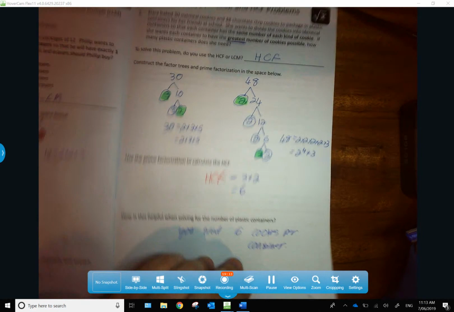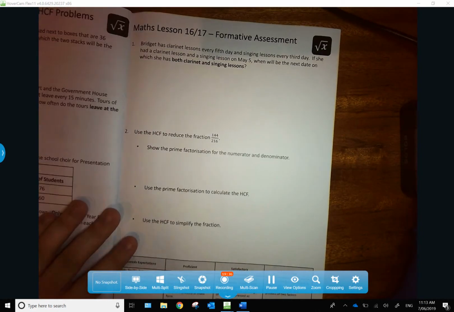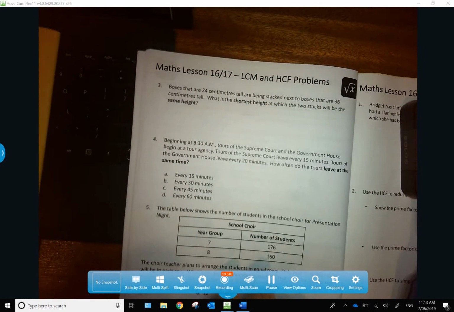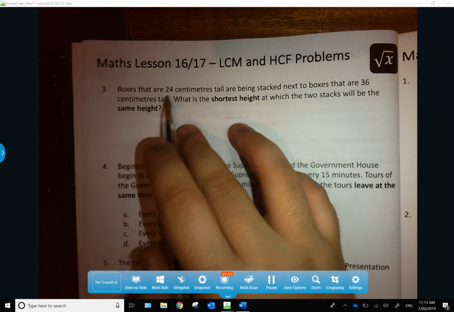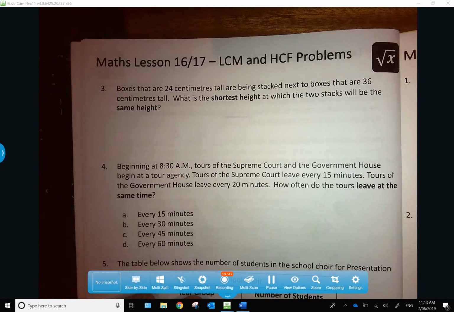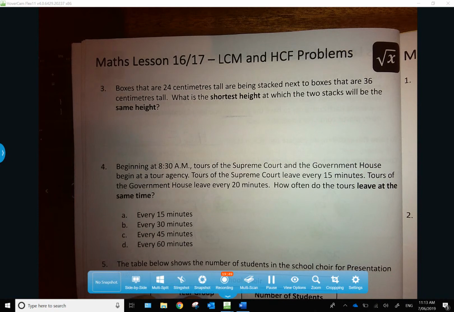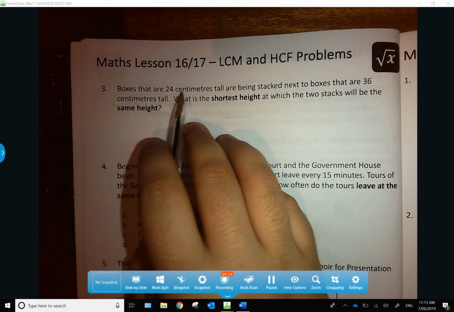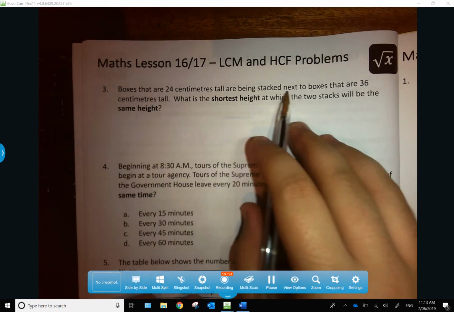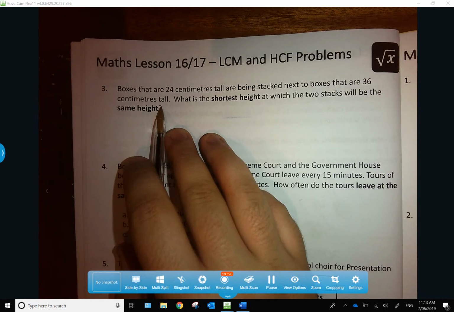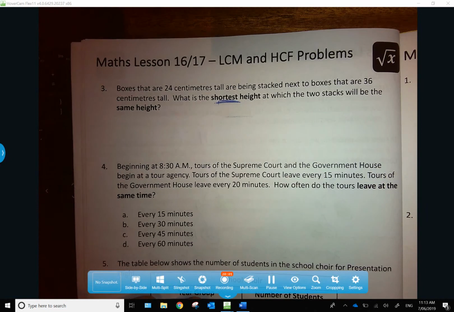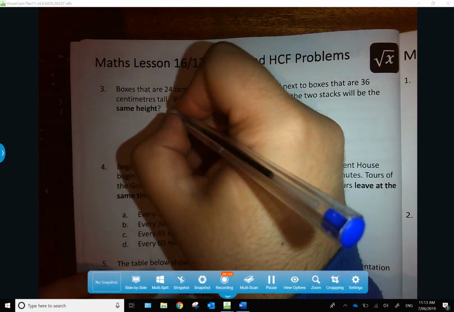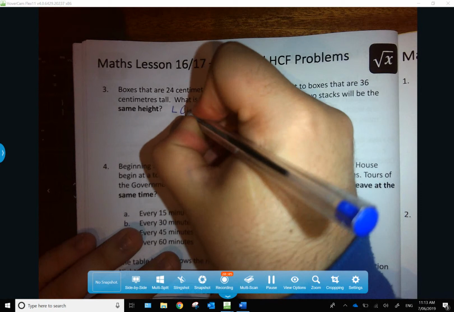Okay, that's page 23. We are so close to being done. Let's have a look. Let's look at example number 3. Remember, we have to figure out, do we need the lowest common multiple or the highest common factor? That's our first step. Boxes that are 24 centimeters tall are being stacked next to boxes that are 36 centimeters tall. What is the shortest height at which the two stacks will be the same? So obviously here I have to find the LCM.